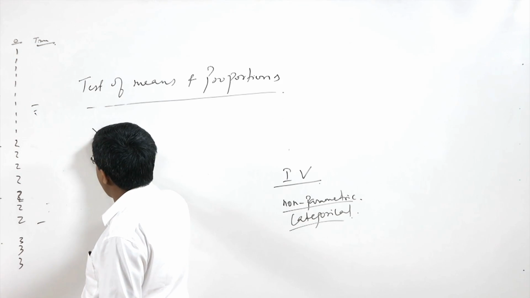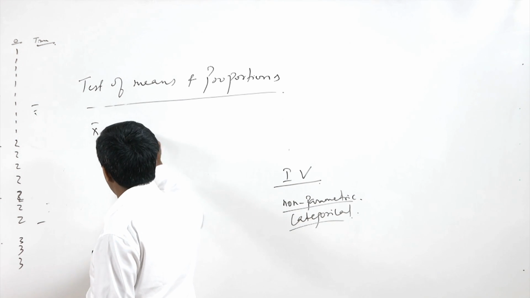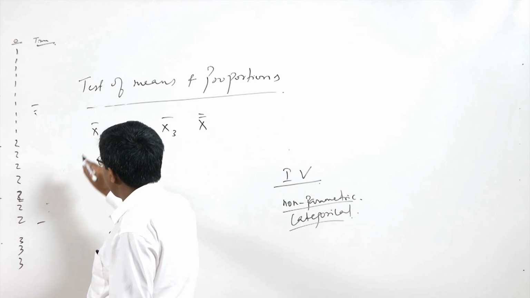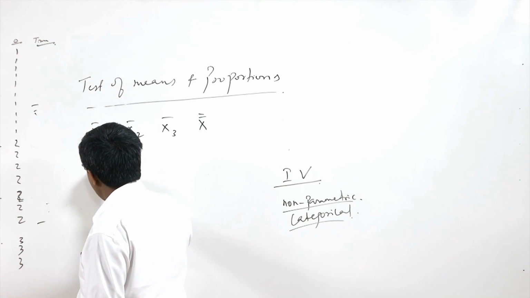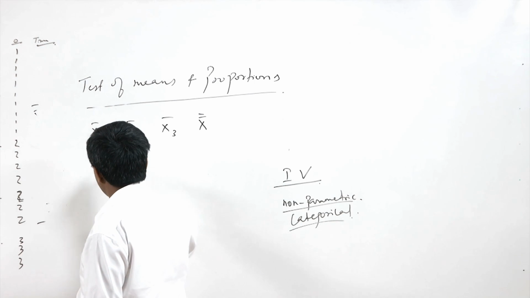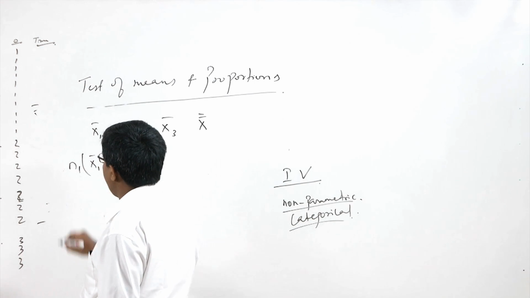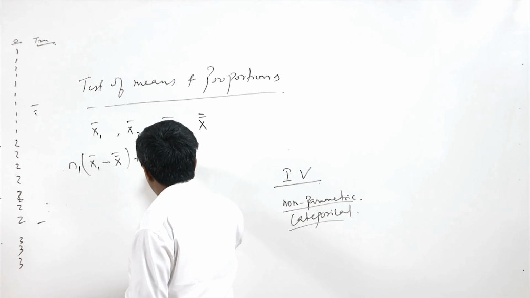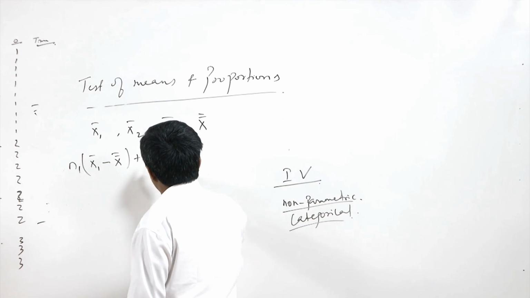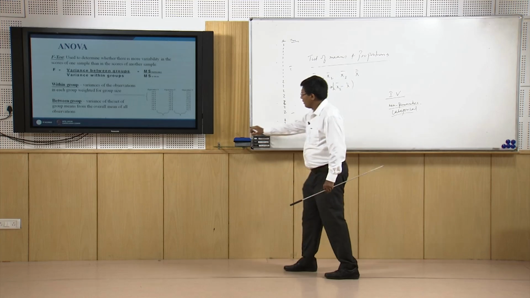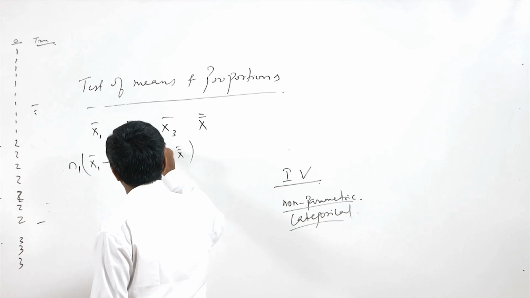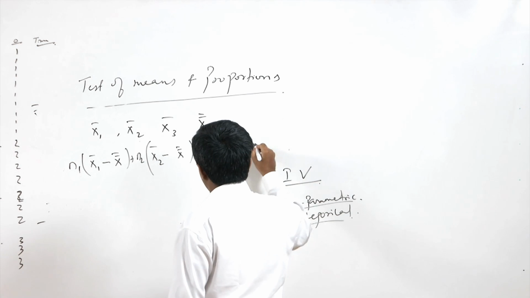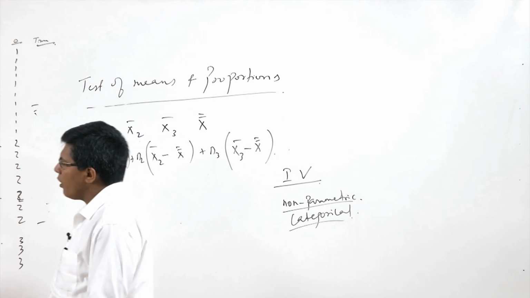So, you have the x1 bar, the x2 bar, the x3 bar, and you have the grand mean. Your between groups is nothing but x1 bar minus the grand mean, multiplied by n1. Similarly, you add x2 bar minus x bar, multiplied by n2, plus n3 times x3 bar minus x bar. So, this is the between group.